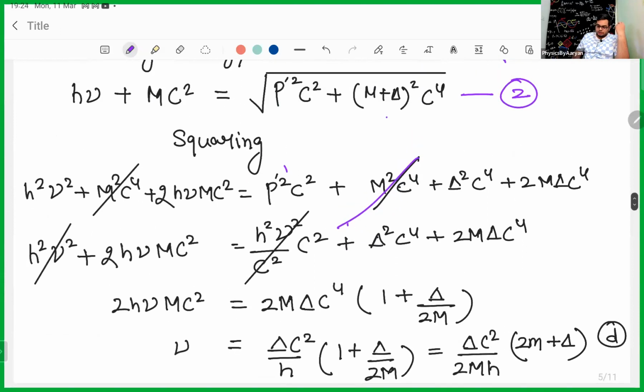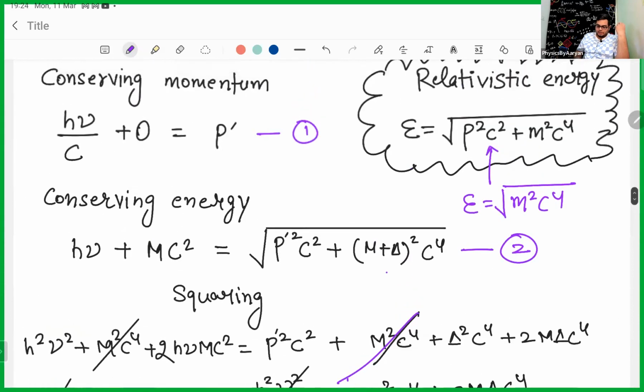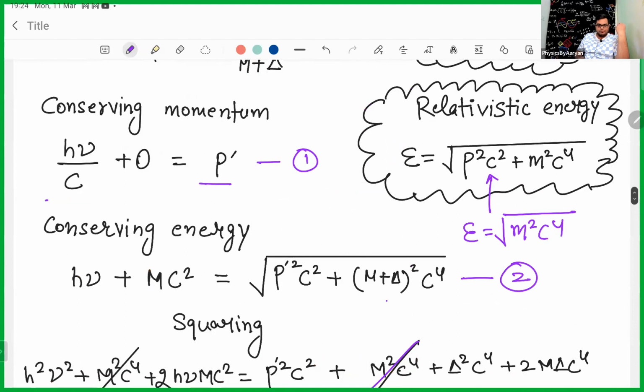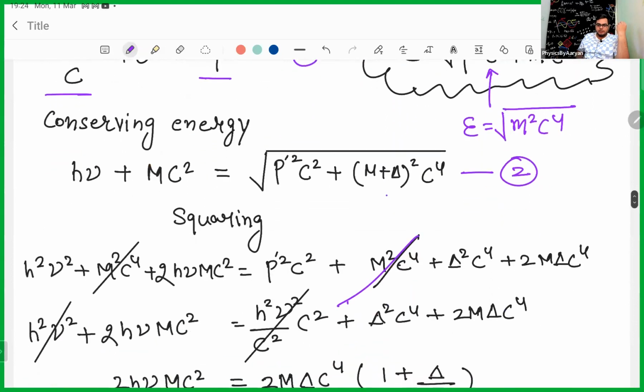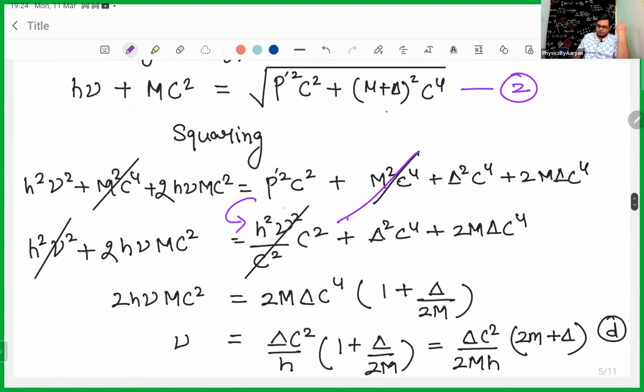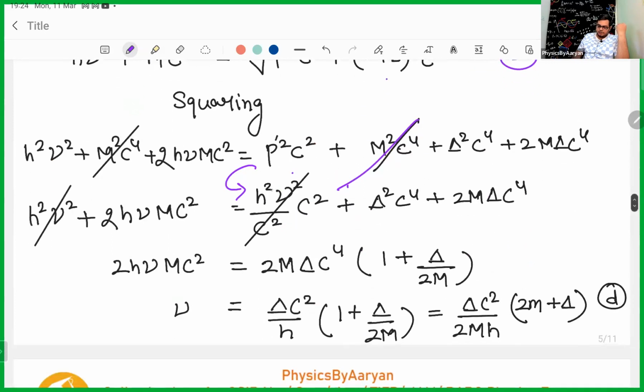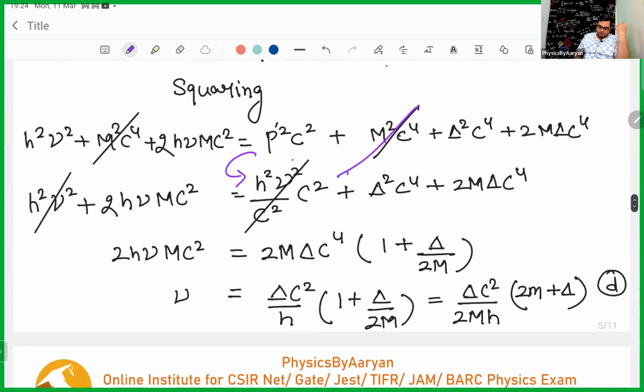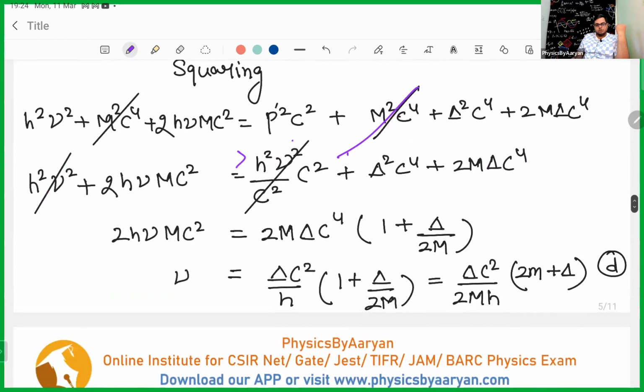Now I will use what I already found out for p dash. From equation number 1, p dash is h nu by c. So I put the value of p dash as h nu by c, and I get h square nu square by c square into c square. The c square cancels, and I am left with h square nu square. I also have one h square nu square on this side, so that and this will cancel each other out as well. So now I am left with this 2h nu mc square and this term.